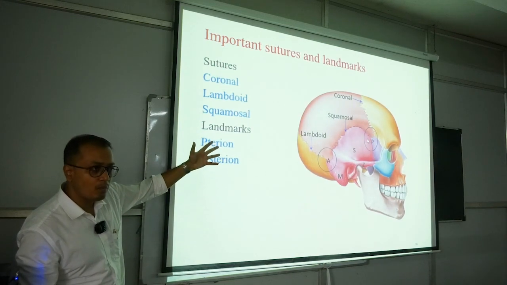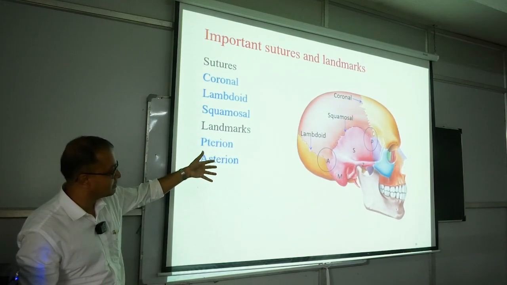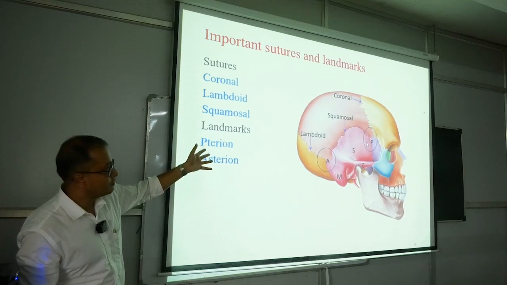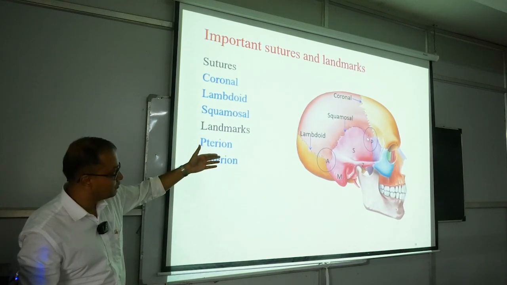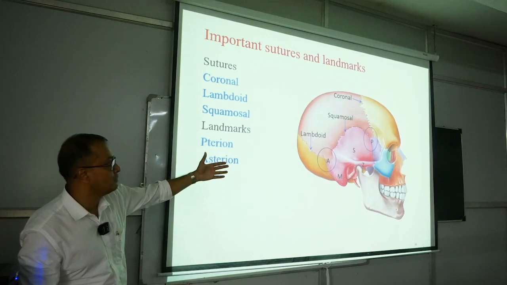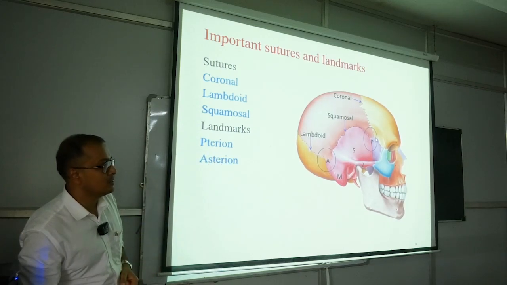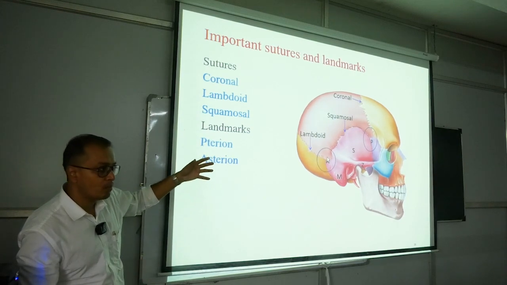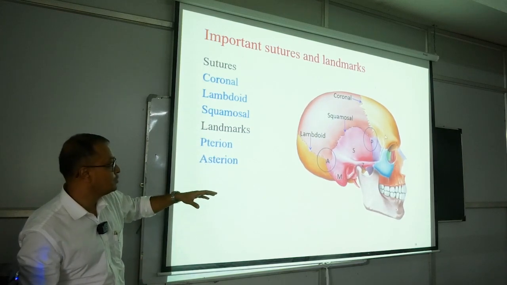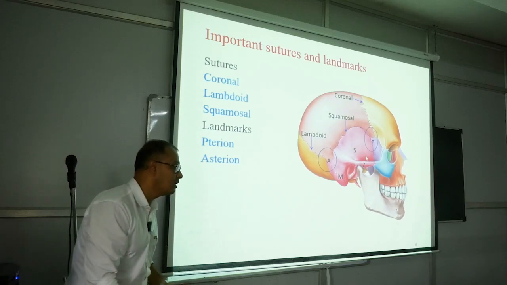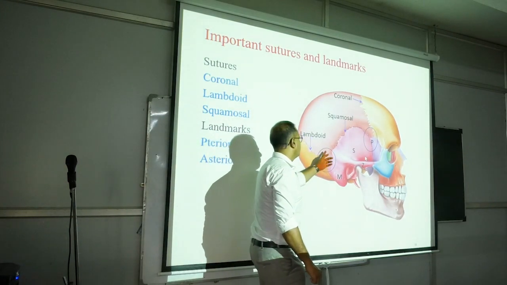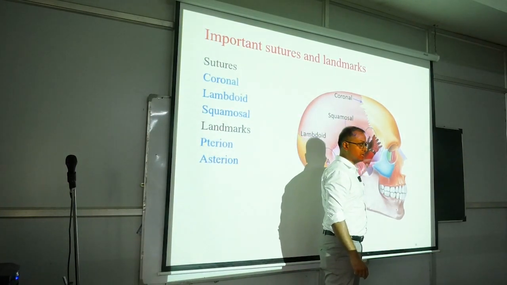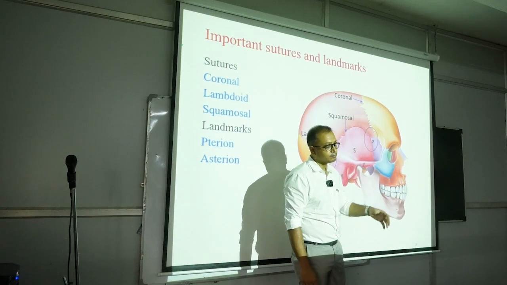This joint, before we are born, is membranous, but before we go through the 9 months of time, it should be united. So the pterion and asterion should be united by the time we are born. That union should take place. If a child is born with a membranous pterion or asterion, that means it's pathological.